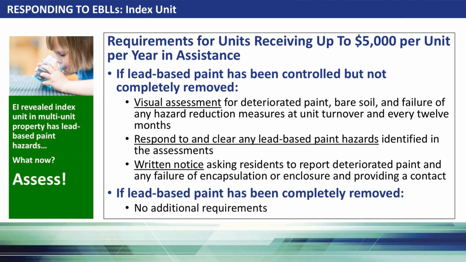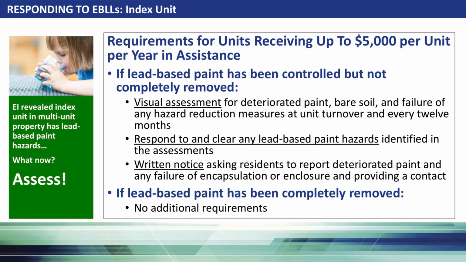Let's start with units that receive up to $5,000 in assistance per unit per year. Unless all lead-based paint has been removed, the unit must have had a visual assessment for deteriorated paint, bare soil, and the failure of any hazard reduction measures at unit turnover and every 12 months. The owner must then respond to and clear any deteriorated or new lead-based paint hazards identified in the assessments. In addition, the owner must provide residents written notice asking them to report deteriorated paint and any failure of encapsulation or enclosure. This notice must also include the name, address, and telephone number of the person whom occupants should contact.